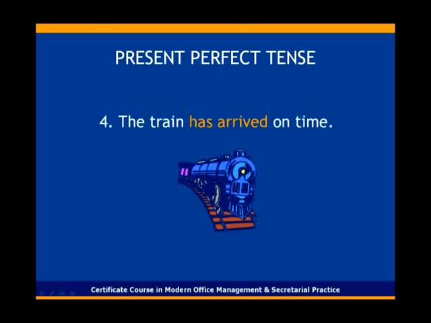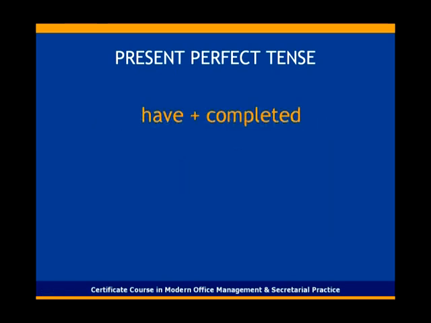The train has arrived on time. It is important to note that the auxiliary and the verb were placed together while forming sentences. In the sentences we just read, have was used with completed. Has was used with gone.